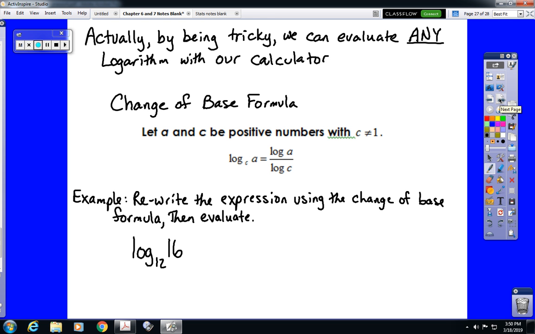So here is the change of base formula here in the middle. It says if A and C are positive numbers with C not equal to 1, that's because the base can't be 1, then the log base C of A is equal to the common logarithm of A divided by the common logarithm of C. Both of these can be done in the calculator, whereas the original logarithm can't be done in a calculator.